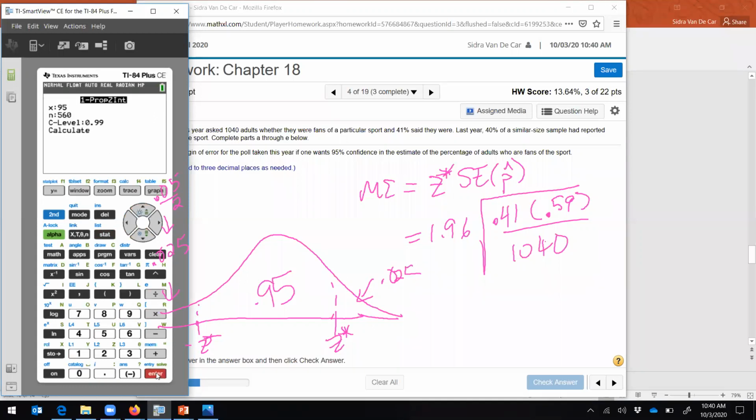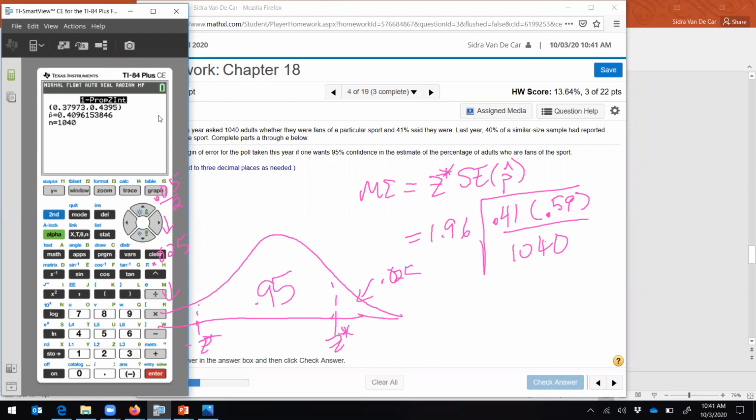Plug in my data. So 1040 times 0.41 is what we got. Is 426.4. I can't have 0.4 of a person, so we'll call that 426 out of the 1040. And this time I want a 95% confidence level. And notice that it generates this confidence interval for me.